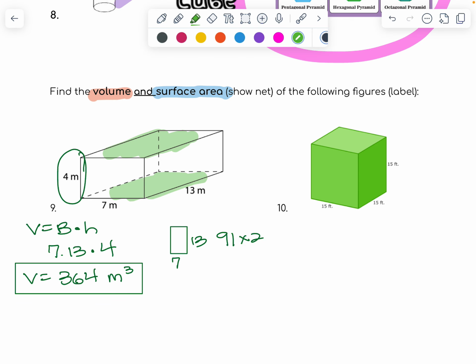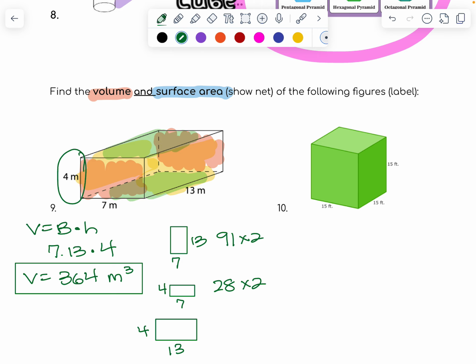Now, let's find some other sides. I have the front and the back. They match. That is a 7 by 4. Definitely not drawn to scale. That's 28. I'm going to times that by 2. And then I have the front and the back. Here we go. This is 13 by 4. I believe that's 52. Yep. I'm going to times that by 2.